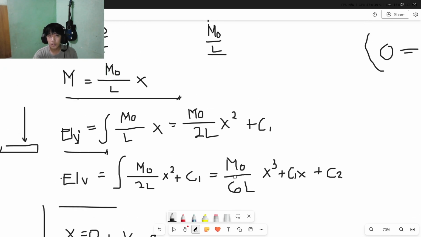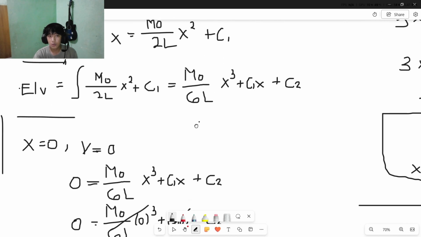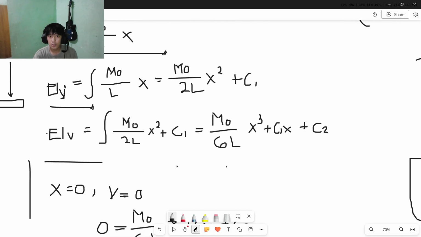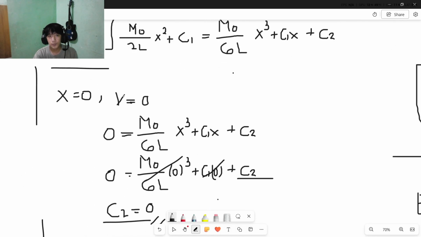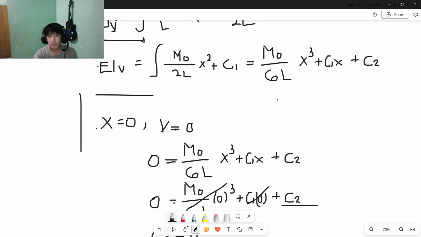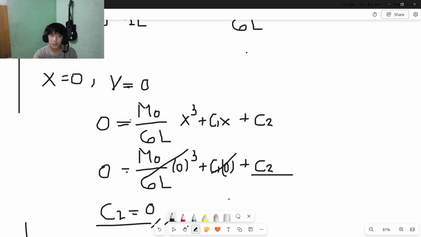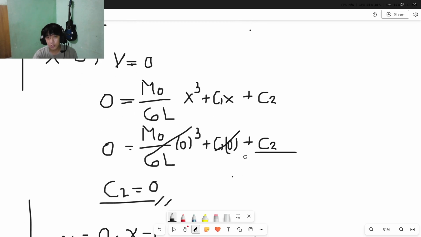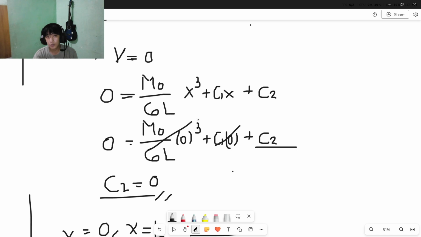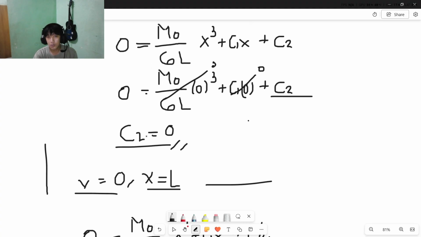So to pinpoint the vertical displacement or the location, we need to set our boundaries. So first, we set our x equal to 0, and then our displacement as 0. So we get that 0 is equal to M sub O over 6L times x cubed plus C1x plus C2. So we set our values, this one cancels, then this will be 0 as well. So this C2 is going to be equal to 0.